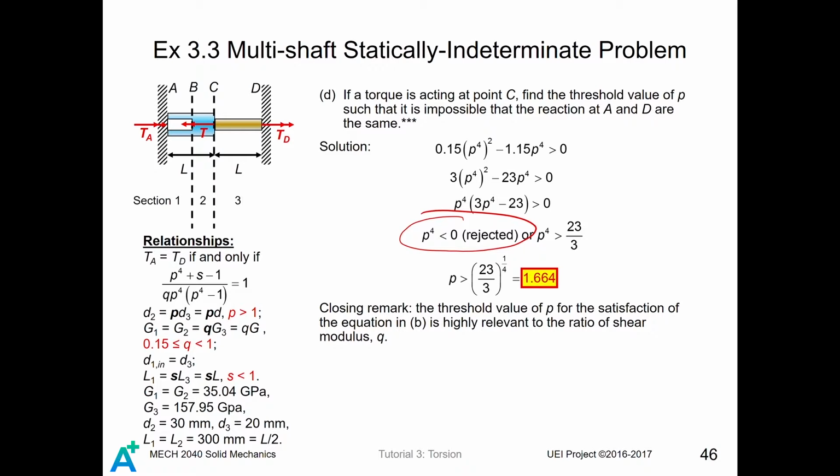Consequently, when the value of P to the power 4 is greater than this value, then the equation will become void. Therefore, the threshold value we are going to find is 23 divided by 3 to the power 1/4. The result is 1.664. Notice that the threshold value of P is largely constrained by the ratio between the shear modulus of the blue bar and the brown bar.